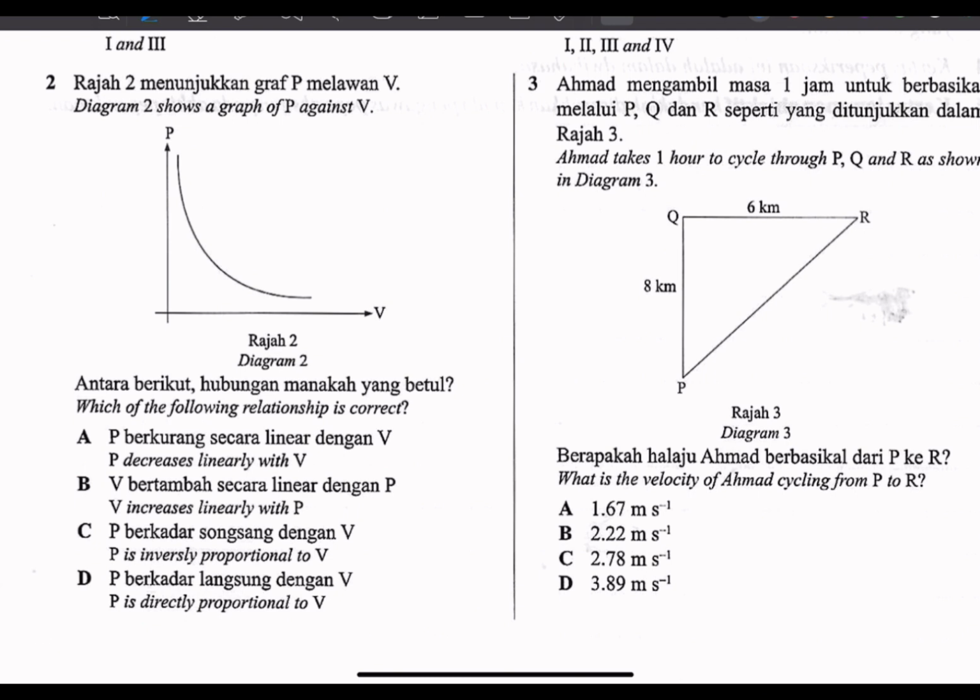Question 2. The graph P against V. So this is inverse proportional for the pressure and volume. If direct proportional, the graph will be a straight line that passes through the origin. So from this graph, we know that P and V is inversely proportional. So inversely proportional, C.